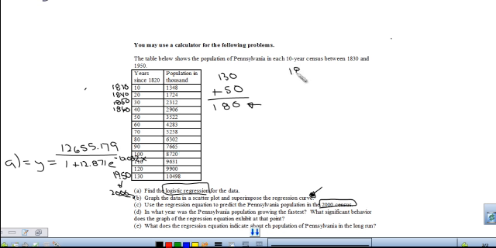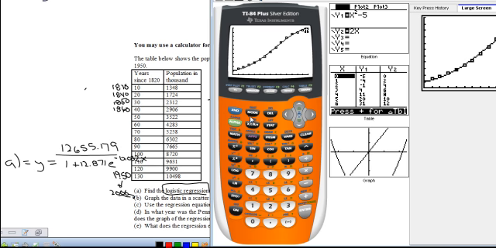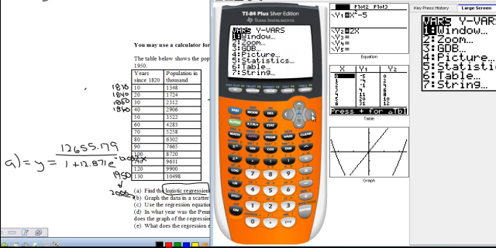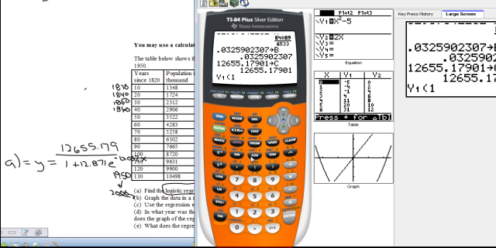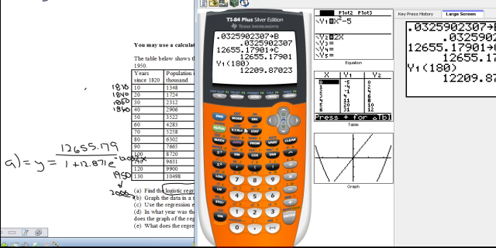And you can check just to make sure that we did that right. 1820 plus 180 is 2000. So I'm going to do that on my calculator. So I'm going to go home. I'm going to do y variables, y1 of 180. Press enter. So according to this, the population is going to be approximately 12,209.